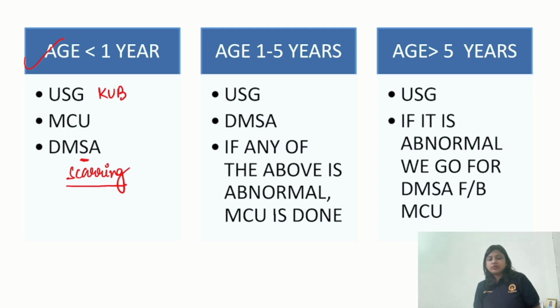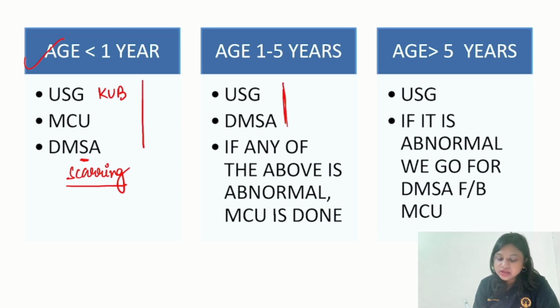Now, age 1 to 5 years, we'll have ultrasound USG. Next, it is DMSA. And if any of the above is abnormal, suppose we are going for USG KUB and DMSA, if either of these two is abnormal, then only MCU is done. So MCU is never done as a routine. So in age less than 1 year, we do all three. In age 1 to 5 years, we do 2 investigations, and then we can do a third investigation. What about age more than 5 years?